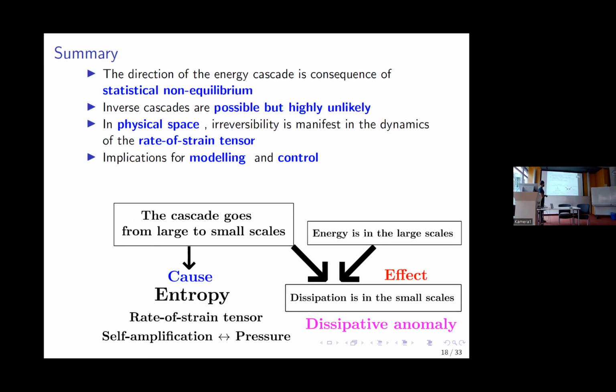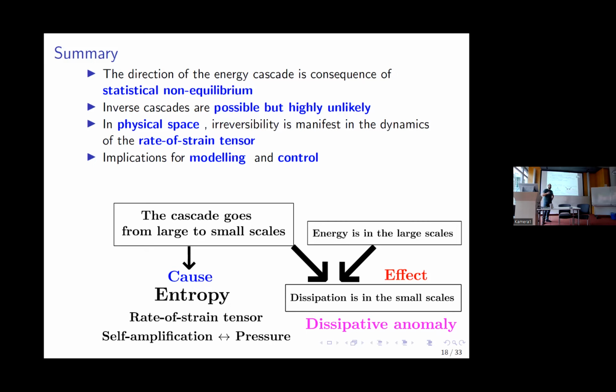And the summary so far is that the energy cascade is not a consequence of dissipation. Dissipation is the cost. The energy cascade goes from the large to the small scales because of something that is even more powerful than dissipation, which is the entropy. It is simply more likely for energy to go from the large scales to the small scales. And inverse cascades, as I said before, can happen. They are there. It's a possibility, but they're highly unlikely.